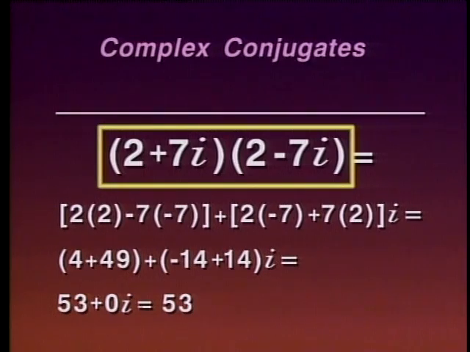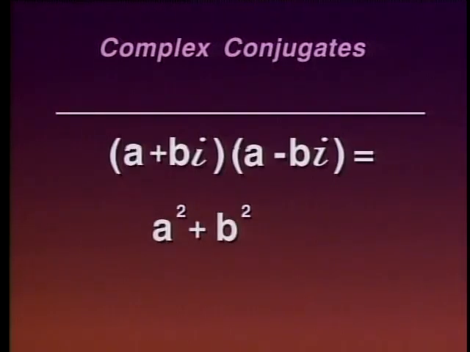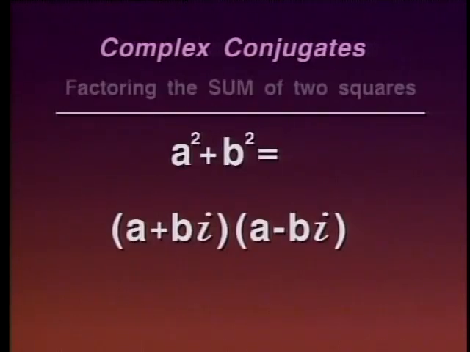When multiplying complex conjugates, the coefficient of i always becomes 0 and thus eliminates i from the result. So all you need to do is square the real number and add it to the square of the real number coefficient of i. Here's the formal way of stating this rule. As the result a squared plus b squared indicates, the product of a complex number and its conjugate is always a real number. If I turn the standard complex conjugate form around like this, I get a squared plus b squared, which may look a bit familiar. Yes, we have just factored the sum of two squares, something we learned we couldn't do when we were learning how to factor polynomials.